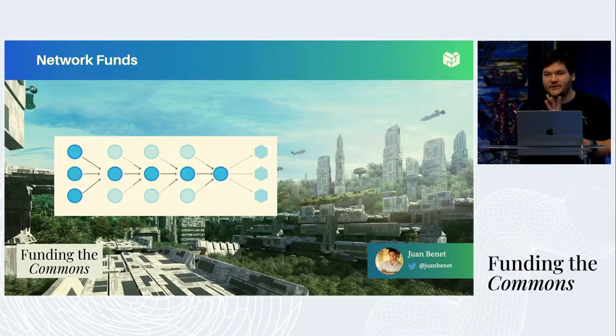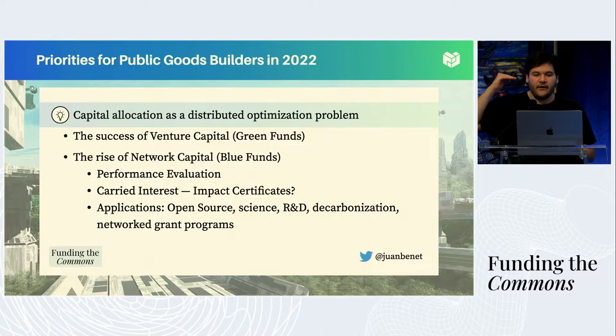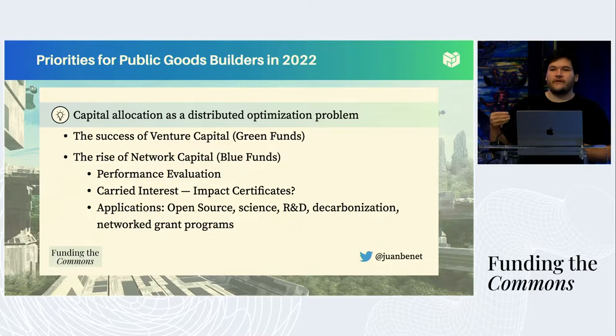So the structure of the talk is this. We'll go through capital allocation as a distributed optimization problem and why capitalism works really well and why venture capital specifically works well. We'll dive into the detail of what makes venture capital work well, and then we'll try to back into what network capital must look like, how it must operate, and what components we need to build into these systems to make them work.